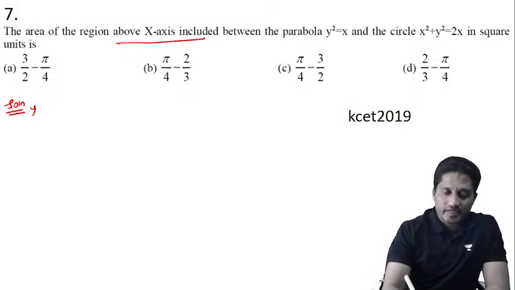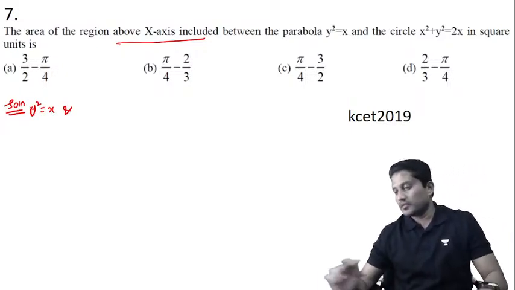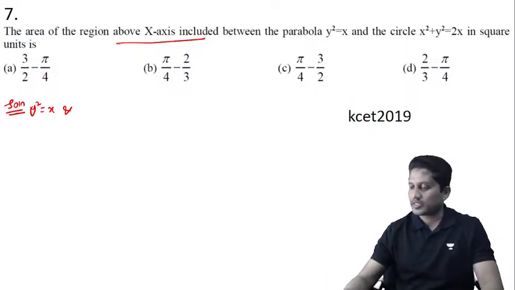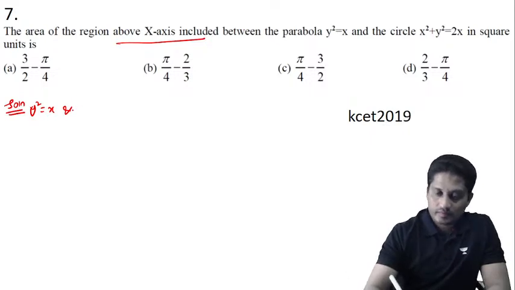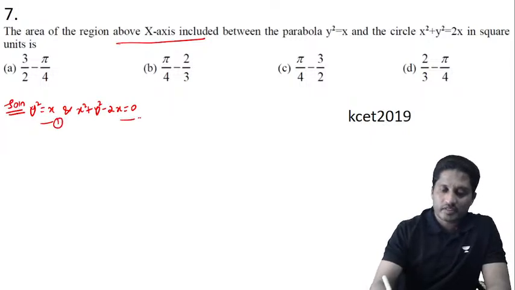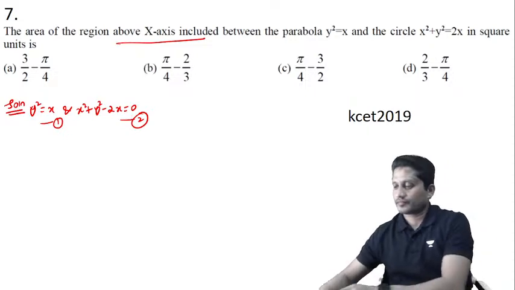y square is equal to x and the circle x square plus y square minus 2x is equal to 0. Let's call this equation 1, call this equation 2. Okay, I'm going to solve equations 1 and 2.